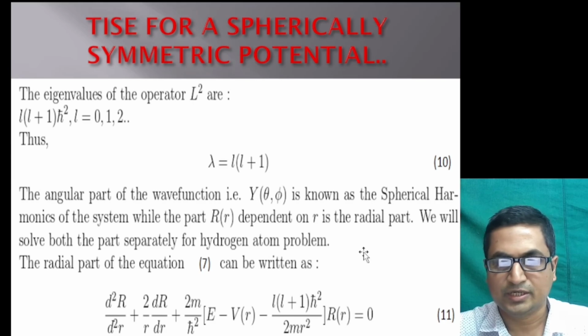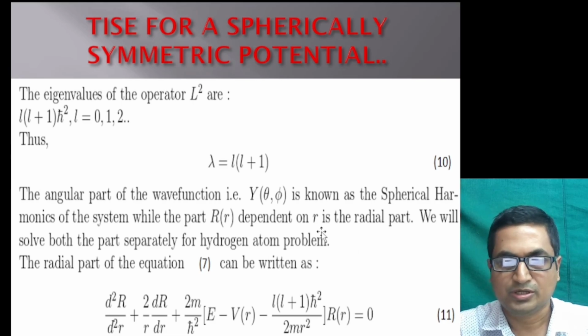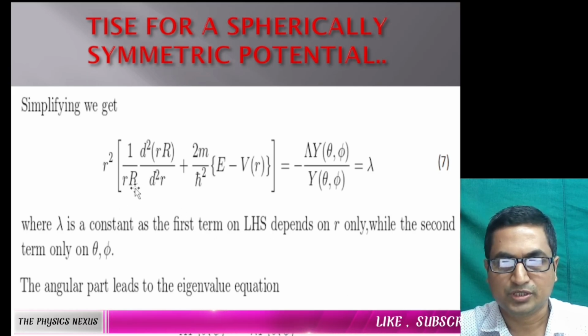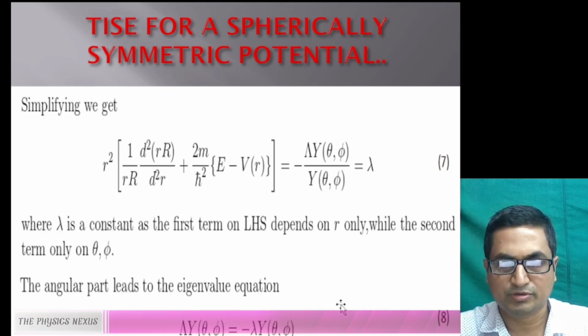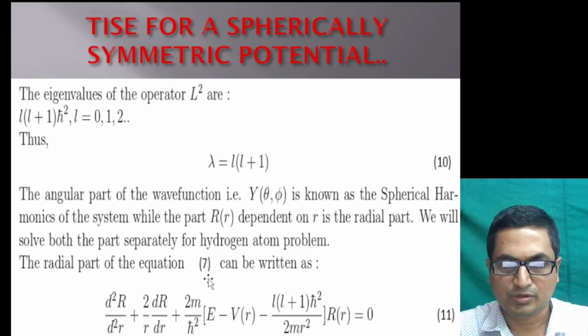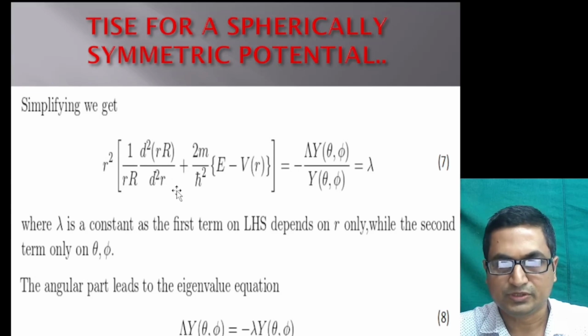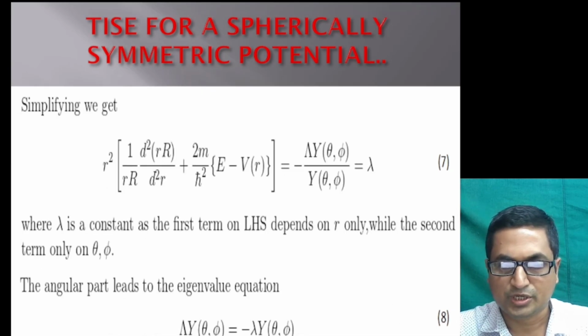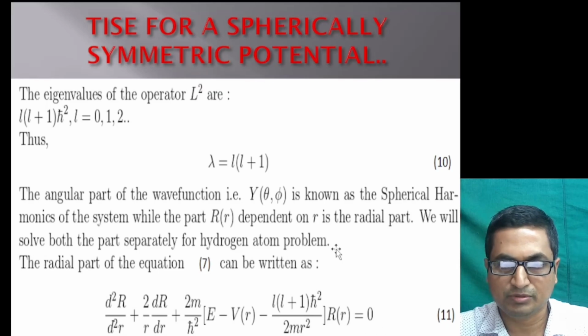Now we can see that this part is completely dependent on small r, so it will be called the radial part. Equation 7 for the radial part can be written like this. Making some simplifications and putting lambda equal to L into L plus 1, we have a relation for capital R given by equation 11. We also note that we can separately solve equation 8 as well as equation 11.